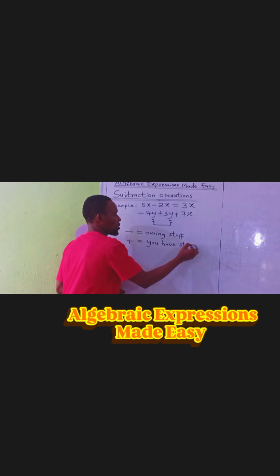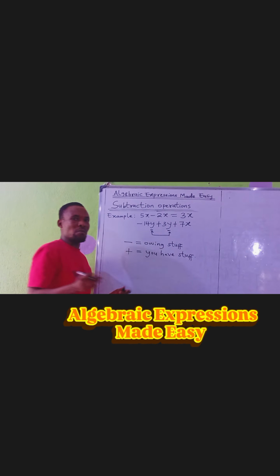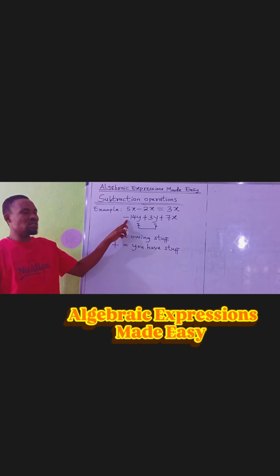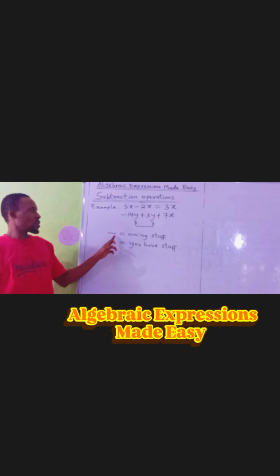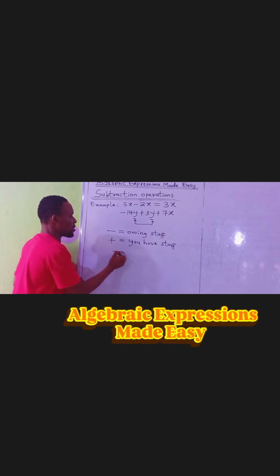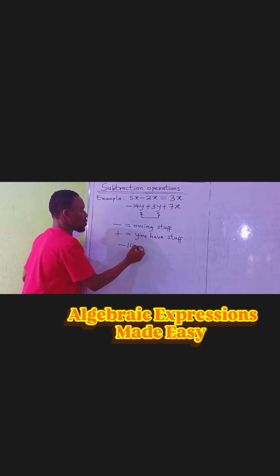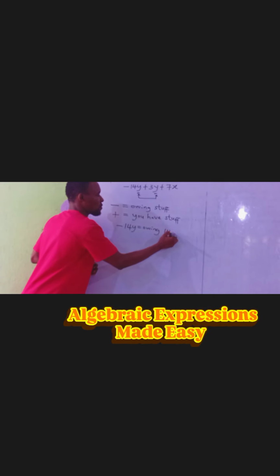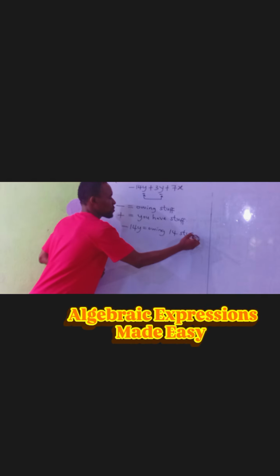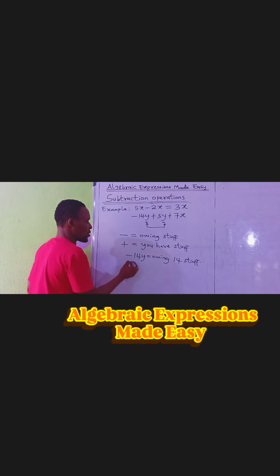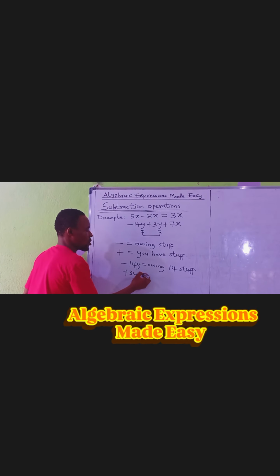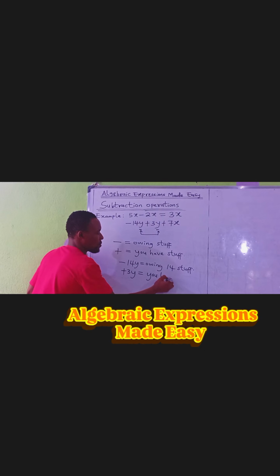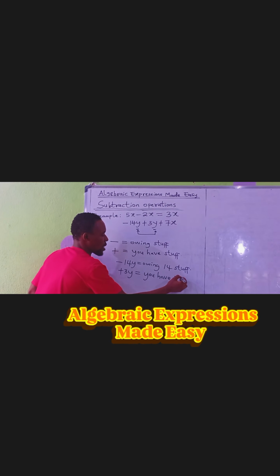stuff, right? Let me use this simple illustration to demonstrate this. Minus 14 here means you are owing somebody 14 stuff. Minus 14y means you are owing somebody 14 stuff, right? And then plus 3y means you already have 3 stuff, right?